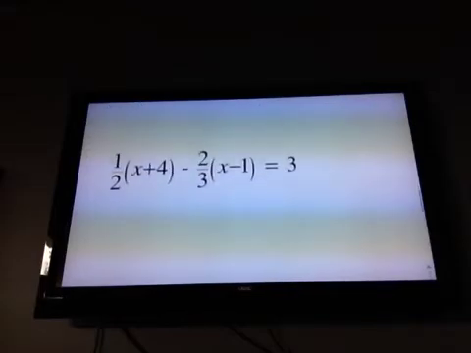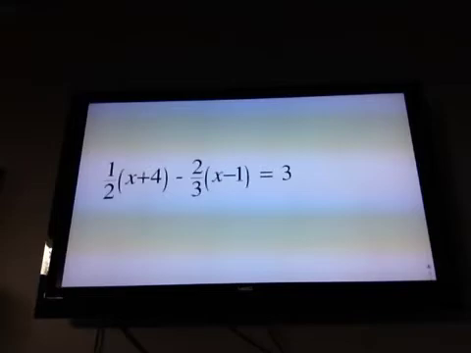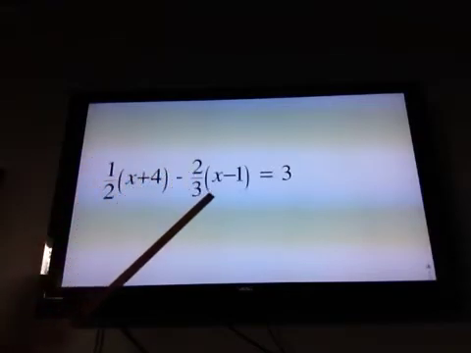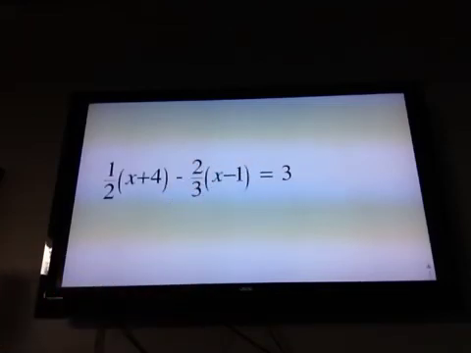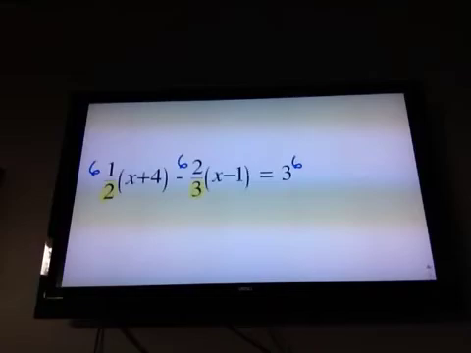Okay, and my last one. 3 terms. All of this, 1/2 times the quantity x plus 4, is 1 term. Negative 2/3 times x minus 1 is 1 term. 3 is 1 term. So I'm going to find my LCD. I'm looking at these denominators to do that. So my LCD is going to be 6. So all 3 terms get multiplied by 6. So again, don't distribute. I don't want you working with fractions. I want you eliminating that.